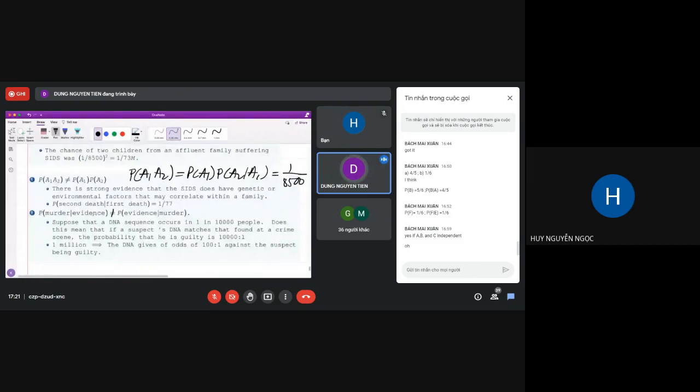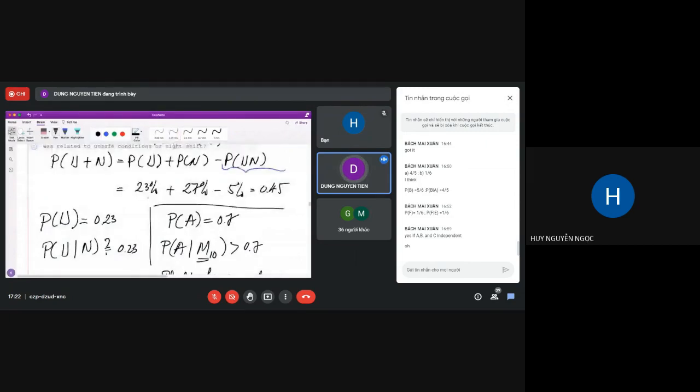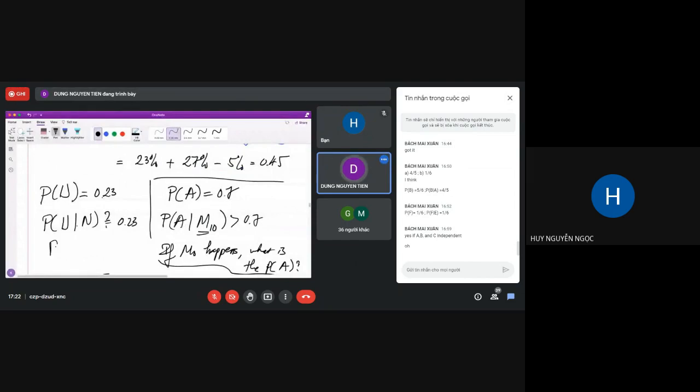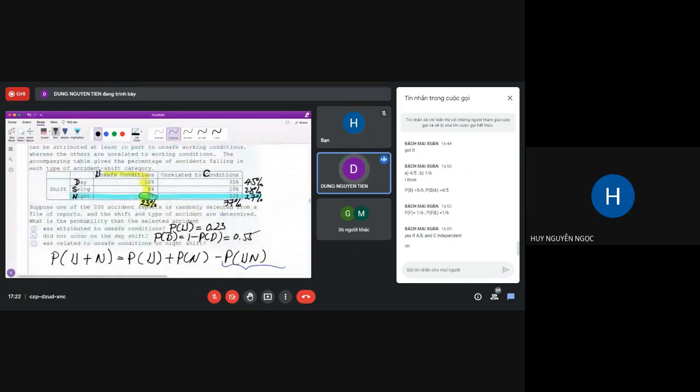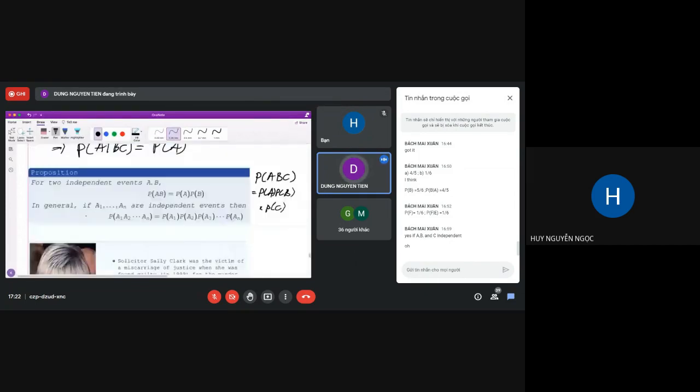Second, you need to find the probability that she is guilty given the evidence, not the probability that you observe the evidence given the assumption that she is guilty. Do you understand what I'm saying? These two conditional probabilities are different. Do you remember what I mentioned before? Right here, you can see that the probability of U given N and the probability of N given U are different. You can check that in this problem, these two probabilities are still different.